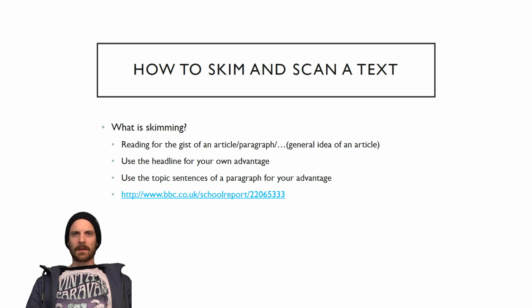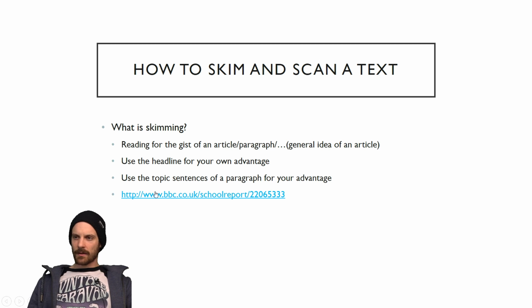And also you use the topic sentences of each paragraph to your own advantage, which normally in writing you use to highlight the overall idea of a paragraph. So you don't necessarily have to read the whole paragraph. You just read, for example, the first sentence of the paragraph, which is the topic sentence, and then you just write down the topic sentence of each paragraph, and then you form the main gist of an article, which is skimming.